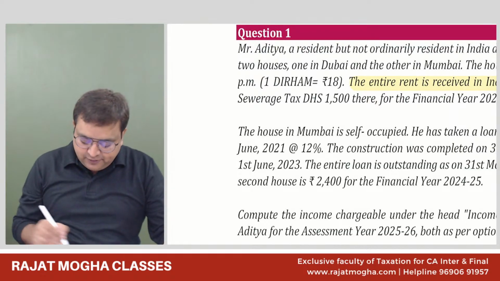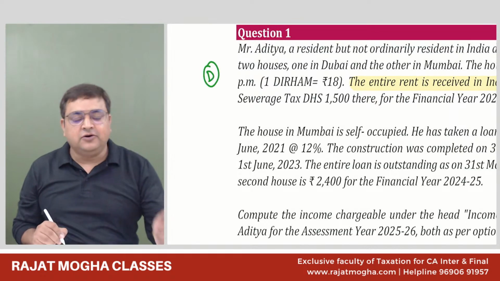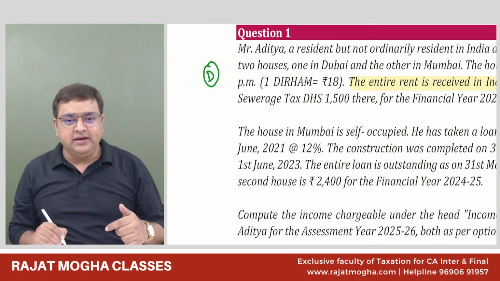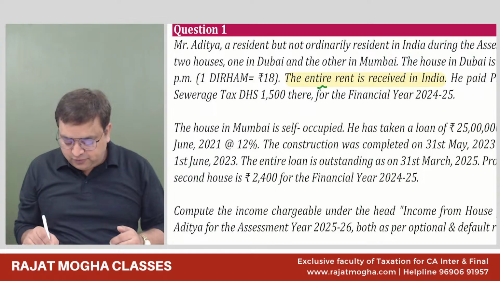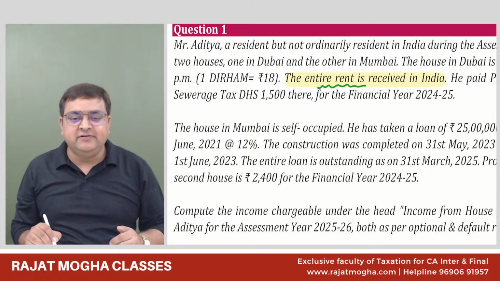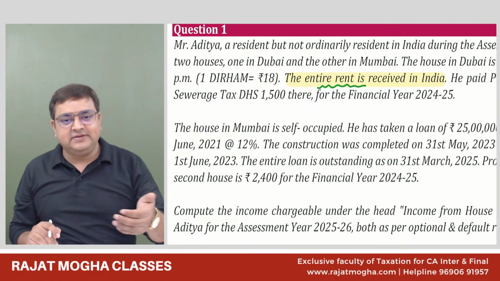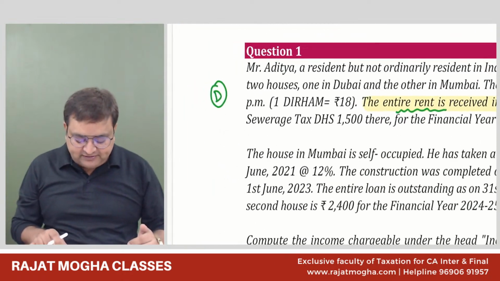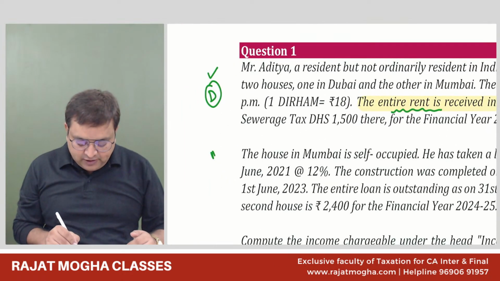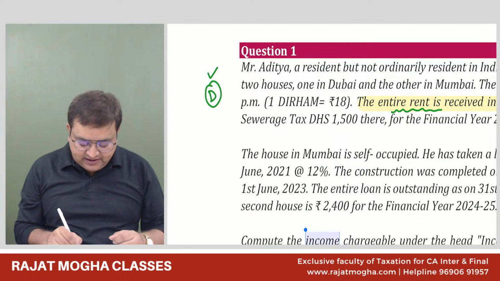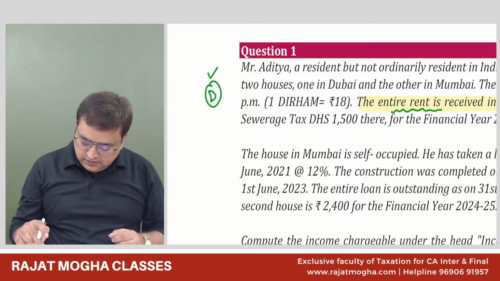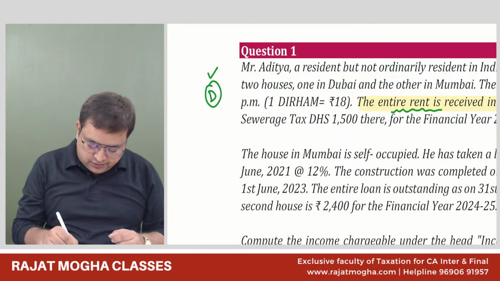So we'll be calculating for Dubai house also, because although he is a resident but not ordinary, Dubai house should not be taxable. But this important line has told us that the entire rent is received in India. So because this income is getting received in India, therefore we have to tax the Dubai house also. And also the Mumbai house, although Mumbai house is self-occupied, NAV we will take at nil, but we will consider that as well. So Mumbai house also we need to calculate.